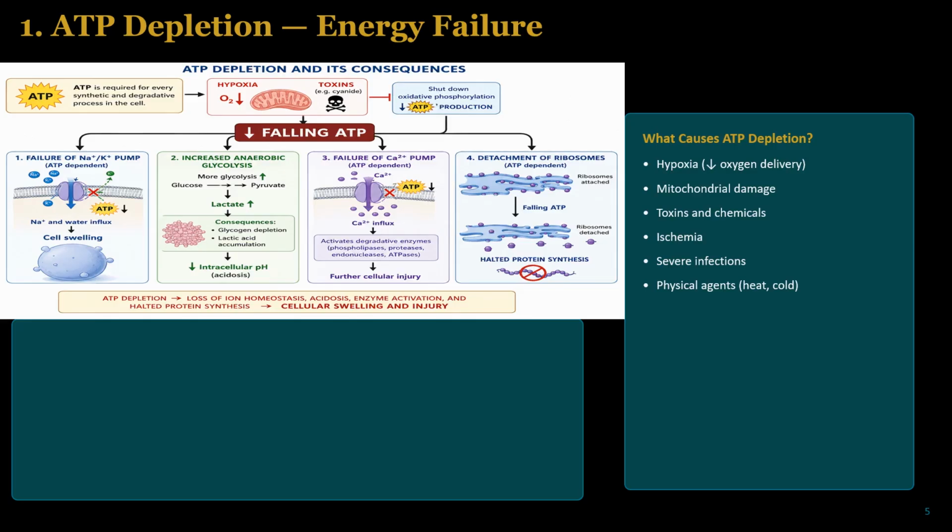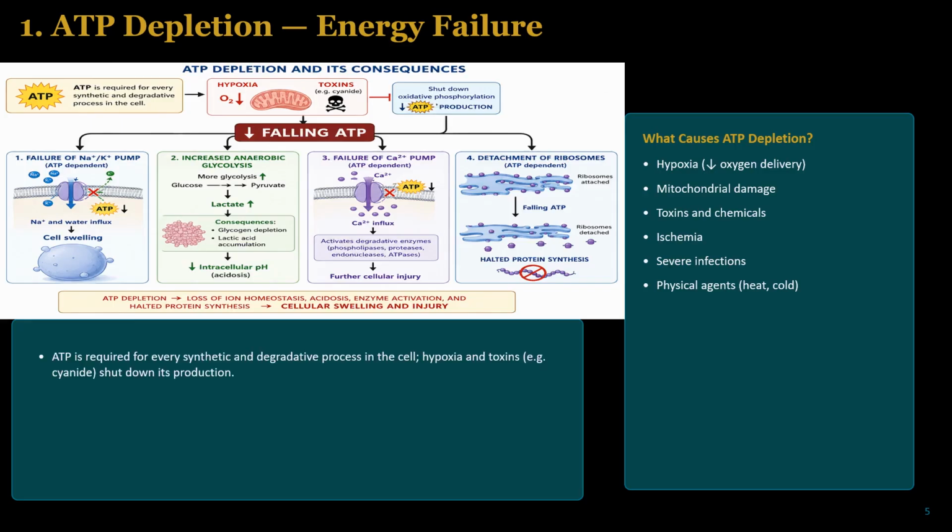So these are the four main causes of falling ATP in the cell. The first one is failure of the sodium potassium ATPase, which will cause cell swelling. Second is increased aerobic glycolysis, which will increase lactic acid accumulation inside the cell and cause lactic acidosis. The third one is failure of the pumps: failure of the potassium pump will cause a high amount of potassium, and failure of the calcium pump will lead to high accumulation of calcium inside the cell. And the last one is detachment of ribosomes, which will prevent the cell from participating in protein synthesis. So these are the ways in which ATP depletion causes cell injury.